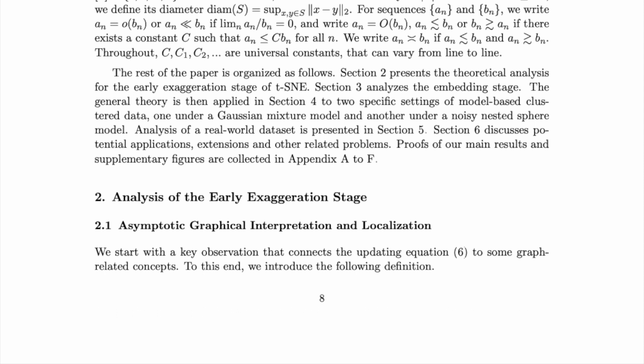2. Analysis of the early exaggeration stage. 2.1 Asymptotic graphical interpretation and localization. We start with a key observation that connects the updating equation (6) to some graph-related concepts. To this end, we introduce the following definition.